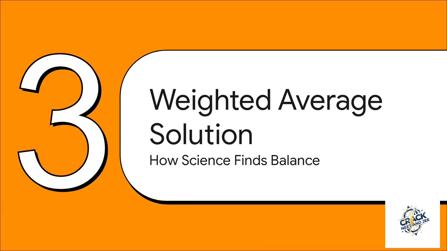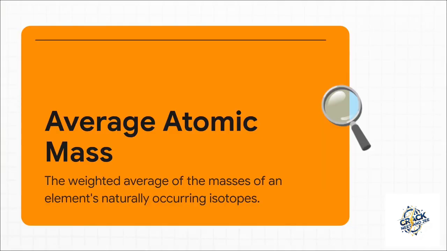So, if nature gives us this mix of atoms, what number do we put on the periodic table? We can't just pretend that heavier carbon-13 doesn't exist. Well, this is where science uses a really clever mathematical tool to find the perfect balance. The solution is called the average atomic mass.